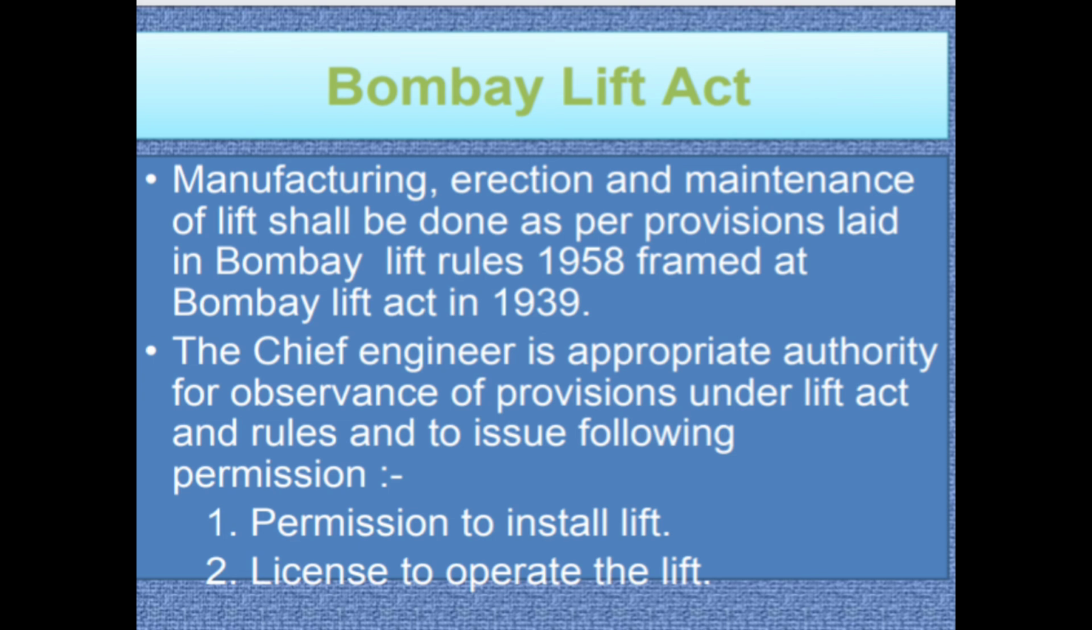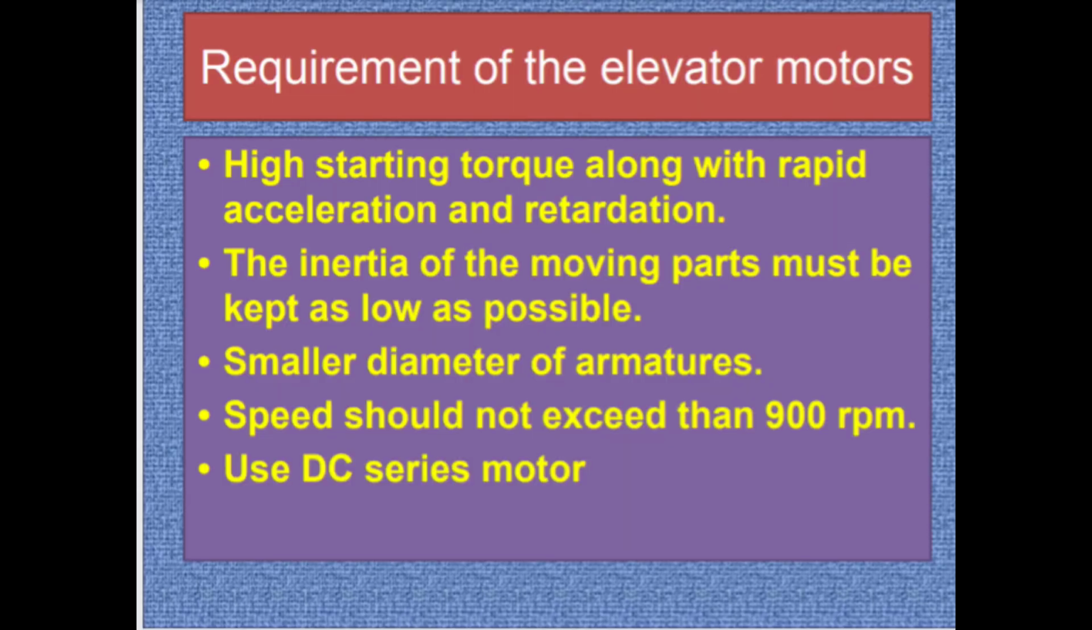Then after this we see the requirements of the elevator motors. First is high starting torque along with rapid acceleration and retardation. Second, must be kept as low as possible. Third is smaller diameter of armatures. Fourth is speed should not exceed 900 rpm. Fifth is use DC series motors. So these are the requirements of the elevator motors.